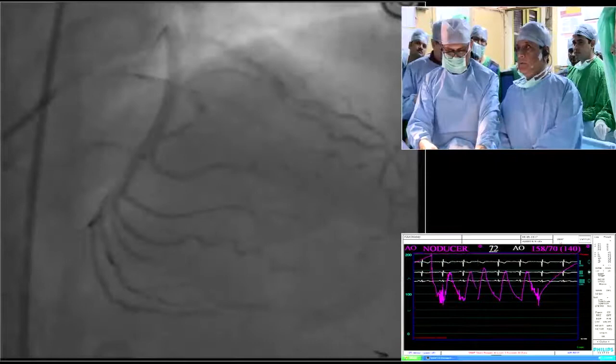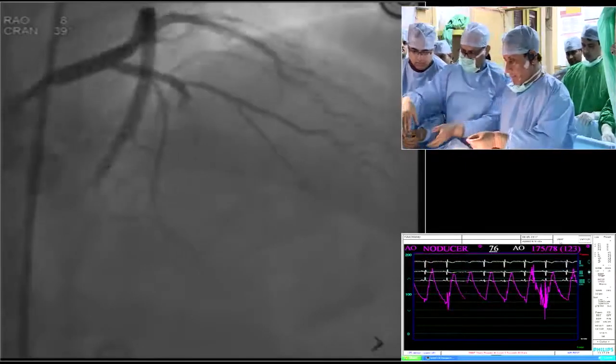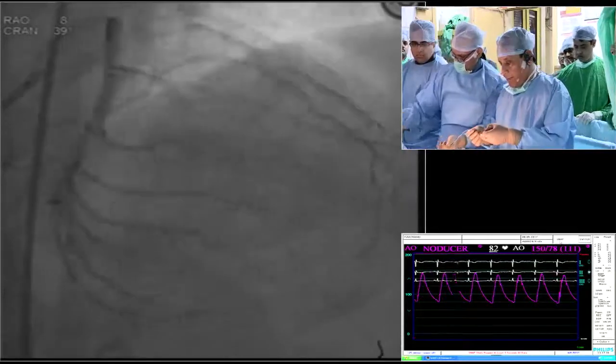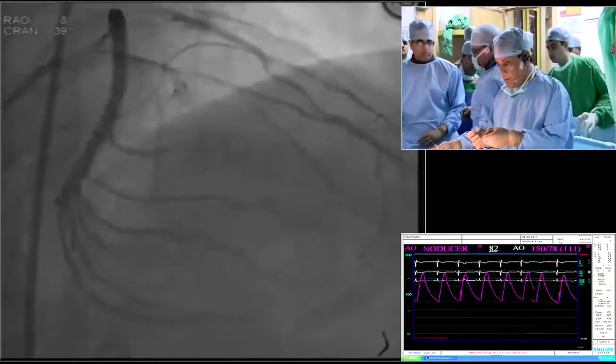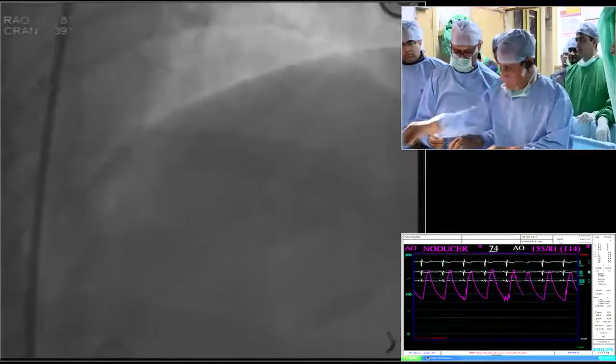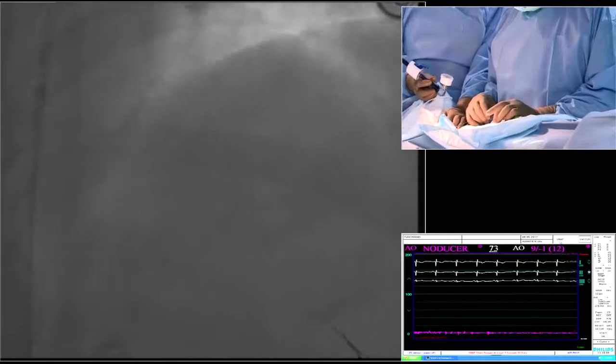Okay, let's get a balloon. We are using a 2.5 NC Mosaic. Actually, both Mosaic and NC Mosaic are available in the US also. They are distributed by Cordis. It's a 2.5 balloon. And then we are ready with the IVUS also. We were actually looking for the OCT, but it could not be made available. So we are going to use IVUS today.